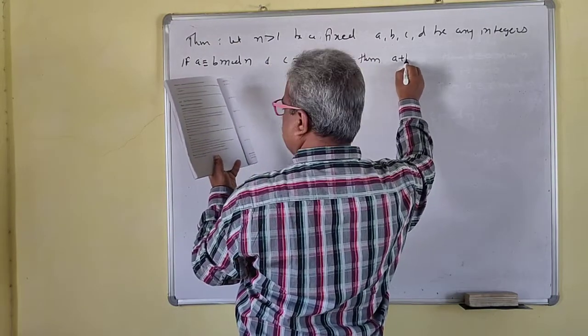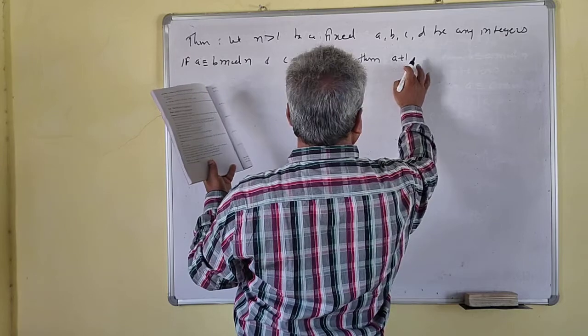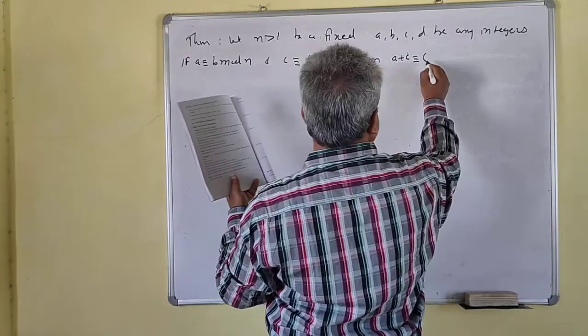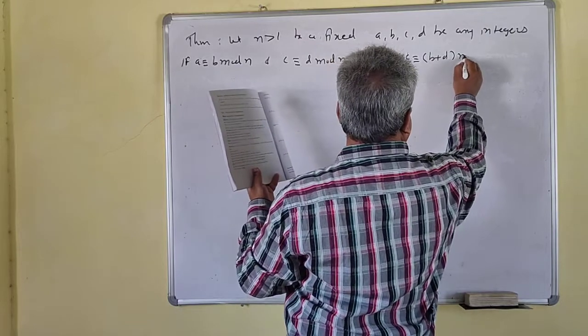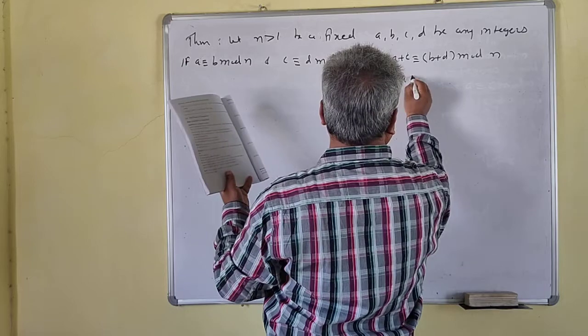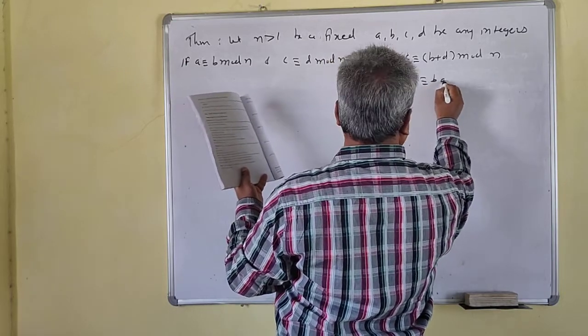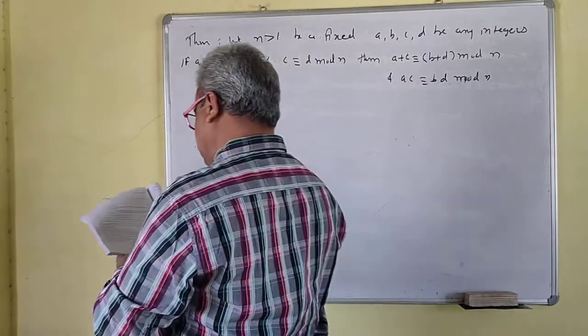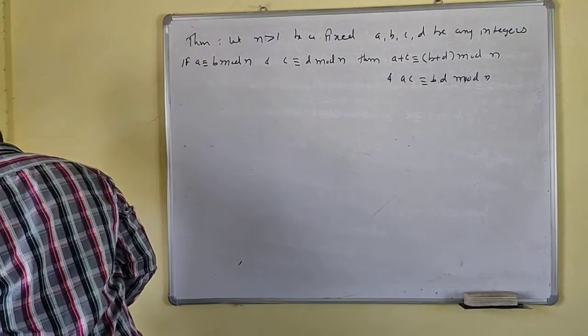a plus c is congruent to b plus d mod n, and ac is congruent to bd mod n.